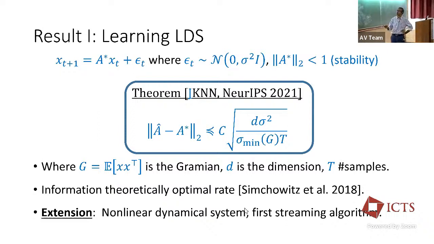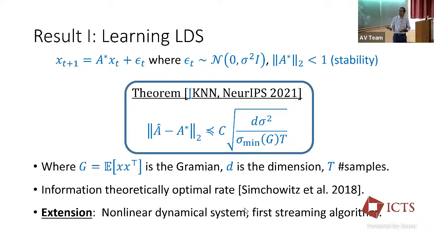Earlier I was showing all the errors in squared norm. Here we don't have squared norm, so that's why there is an additional root. But the term looks very similar. That is, we have d sigma square by t, and this term is dependent on the smallest eigenvalue of the covariance of the Gramian matrix, which we cannot avoid, because here we are estimating the parameter error. So you cannot avoid it. This is the information theoretically optimal rate, which is proven by Simchowitz in 2018. And this is the first streaming algorithm to get this rate.